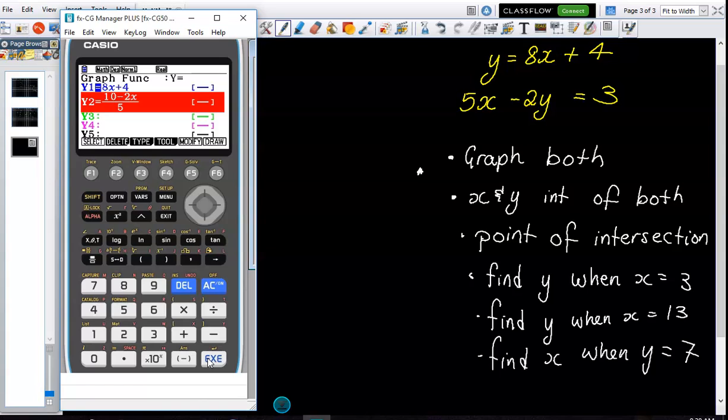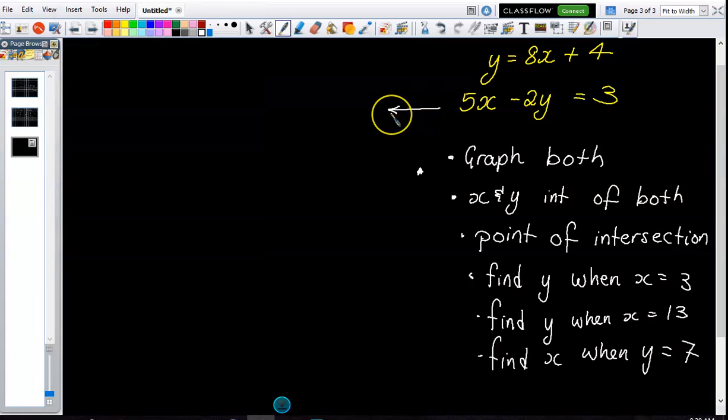Uh-oh. Why? Because I need it as y equals. I now have to rearrange. How can we rearrange? Either pop it into your calculator straight away, or use a bit of scribble on your thing, but everyone write down what they think that is as y equals. I'll give you 10 seconds.